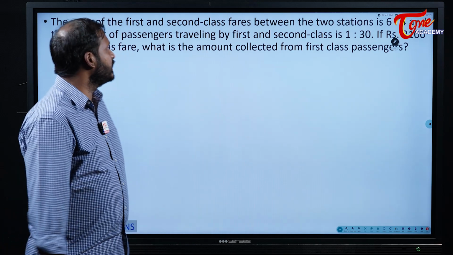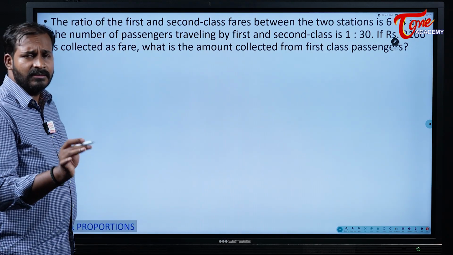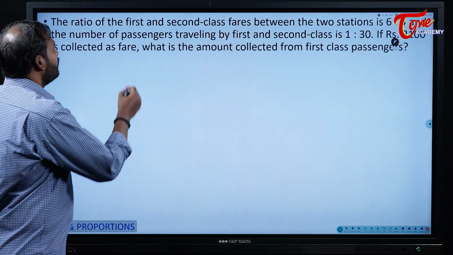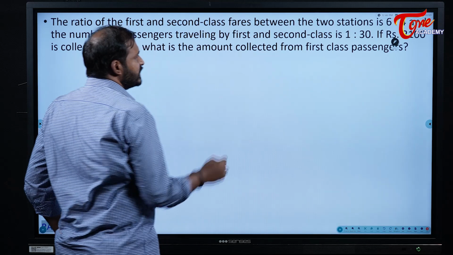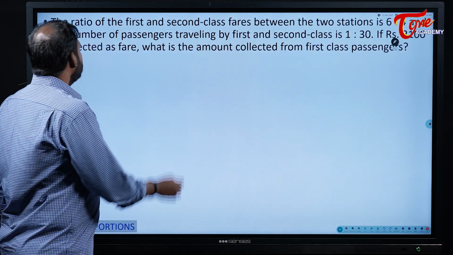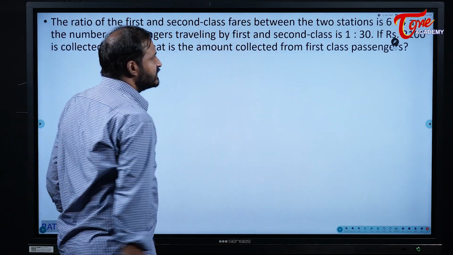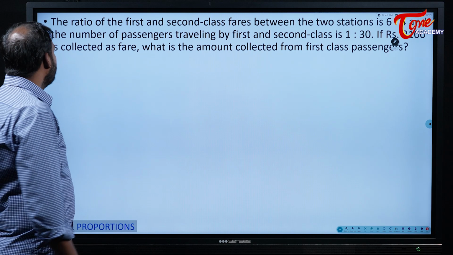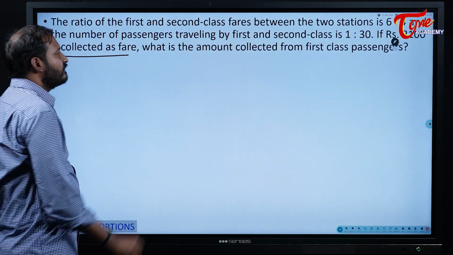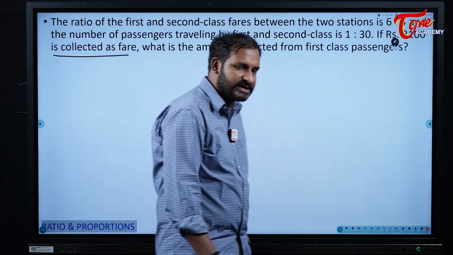See here, a similar one but the same application. The ratio of the first and second class fares between two stations is 6:4 and the number of passengers travelling by first and second class is 1:30. If rupees 2100 is collected as fare, what is the amount collected from the first class passengers?